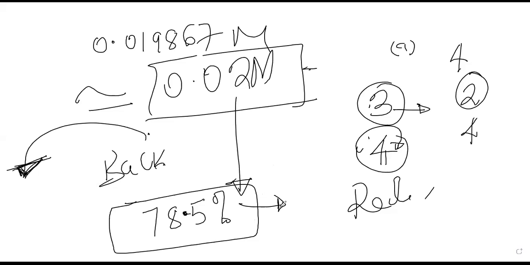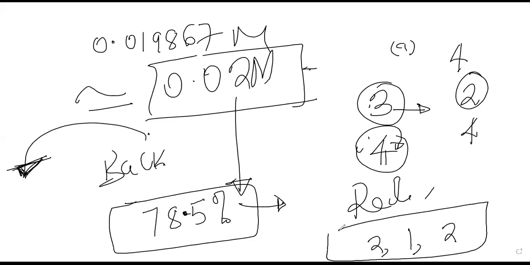Then for those who tried that number of A, B, C and getting the values of A, B, and C, you were supposed to get the value of A as 2, the value of B as 1, and the value of C as 2. Did anyone get this?